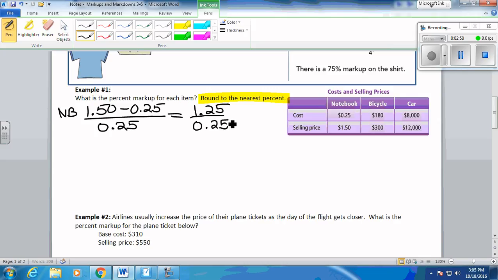I divide this out, and I get 5. I want you to be careful. My answer is not 5%. To change this whole number to a percent, I have to multiply by 100. So it means my percent is actually going to be 500%.